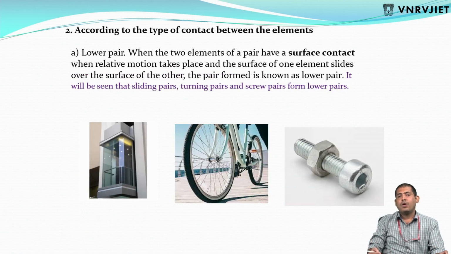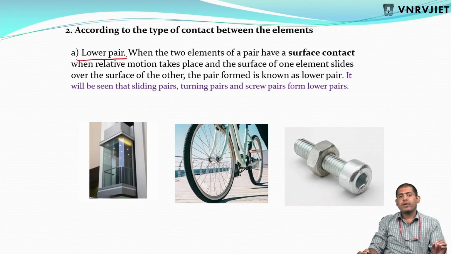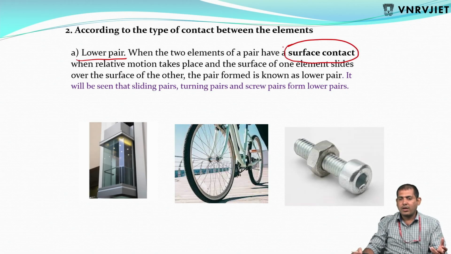Next, according to the type of contact between the elements. There are two elements. What type of contact? Based on that, again there are lower pairs and higher pairs. The first one is the lower pair. Here, when the two elements of a pair have a surface contact, the word lower means surface contact. What are the surface contacts? Sliding surface, turning, screw. These are all surface contact.